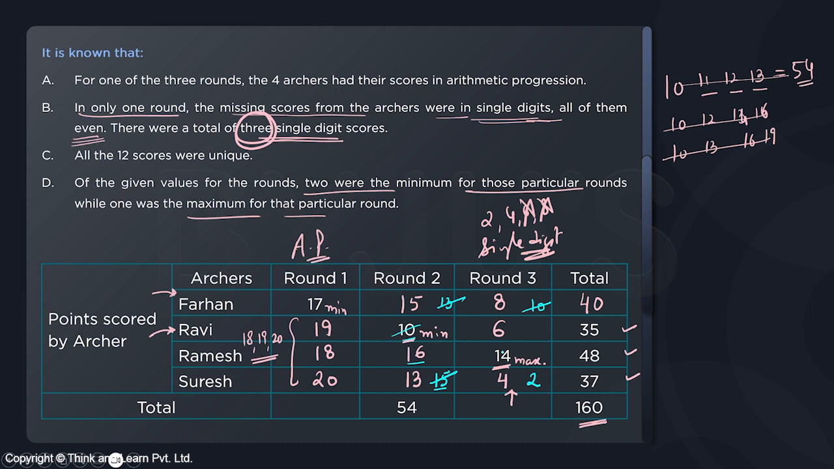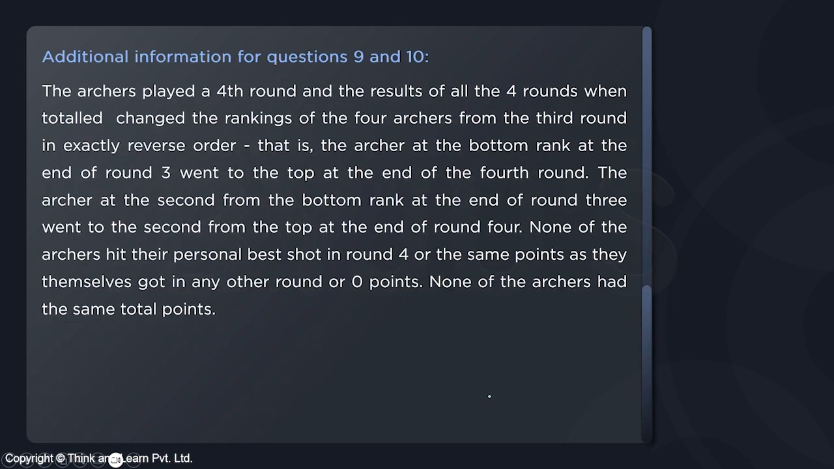17, 15, 8, 19, 10, 6, 18, 16, 14, and 20, 13, 4. Of course, now I can find out their sums as well. This would be equal to 74. This would be equal to 32. And that way I can find the other values as well. I'm sure it is clear. So now we have kept all these values already in a table. And we shall start solving the questions.